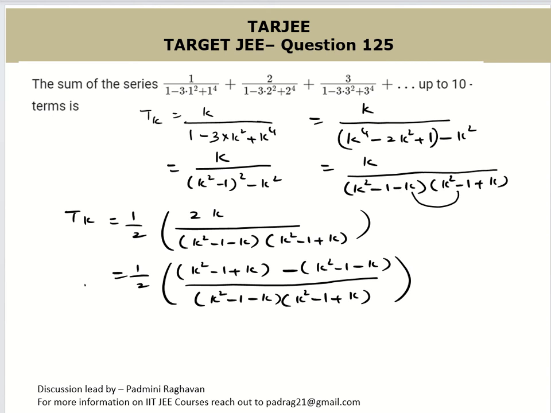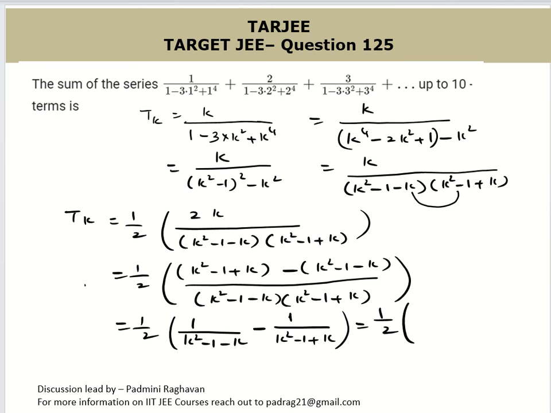Now if you open the bracket and try to cancel the terms, the first term k square minus 1 plus k can be cancelled, so I'll get 1 by (k square minus 1 minus k). The second term k square minus 1 minus k can be cancelled, and we have 1 by (k square minus 1 plus k). To understand the telescopic series better, we would like to write this as 1 divided by, k square minus k can be grouped as k into (k minus 1), minus 1, minus 1 by k square plus k, which can be written as k into (k plus 1), minus 1.